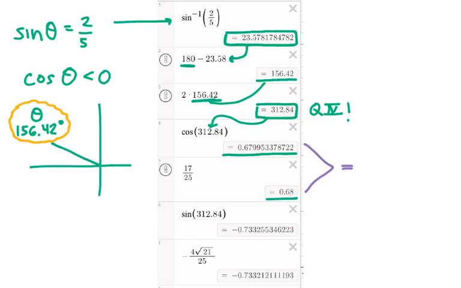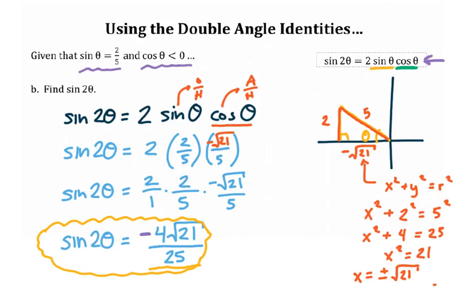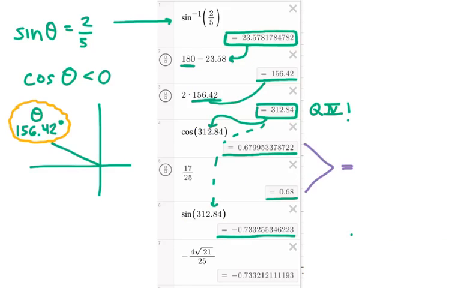In the same way, when I took sine of that double angle, I got about negative 0.73, roughly. And then I went ahead and typed in the value we found a few minutes ago, which was negative 4 square root 21 over 25, and found that decimal to also be about negative 0.73. So again, for our purposes, these values are equivalent.